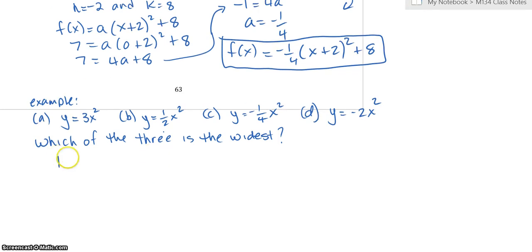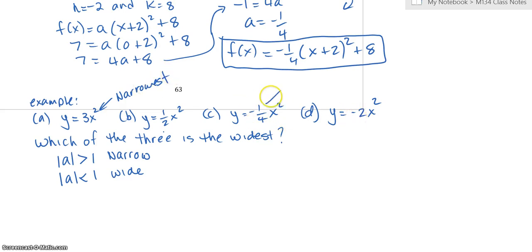So if the absolute value is bigger than 1, it's going to be narrow. If the absolute value is less than 1, it's going to be wide. That's the idea. Absolute value means without the sign. So here, this largest number is this one. This one's going to be the narrowest. And the smallest absolute value, not the -2, this one, this is going to be the widest. So the answer is C.